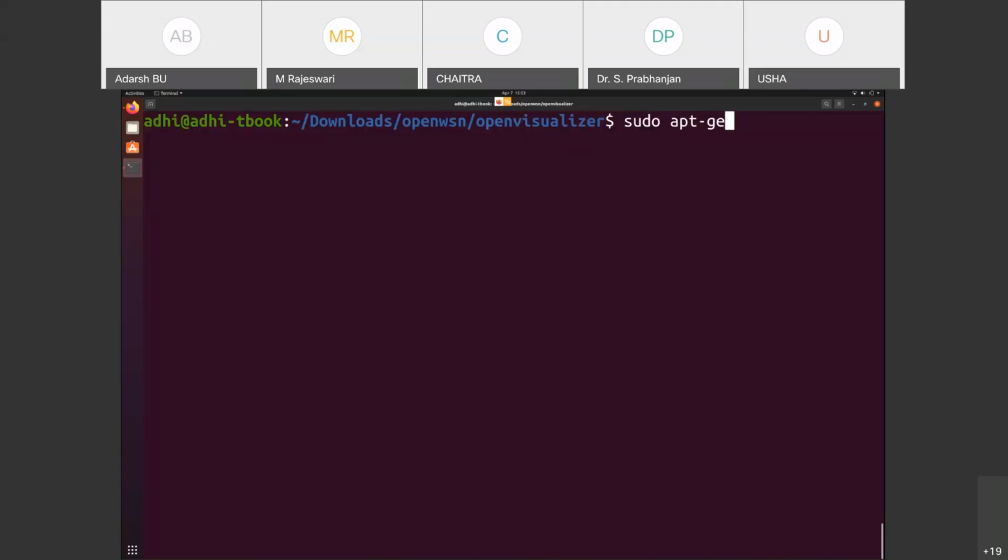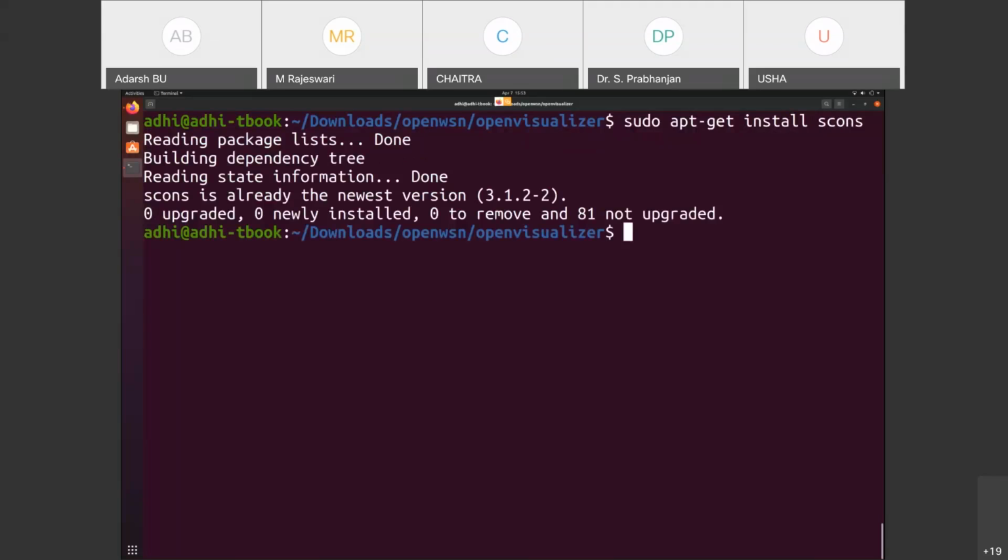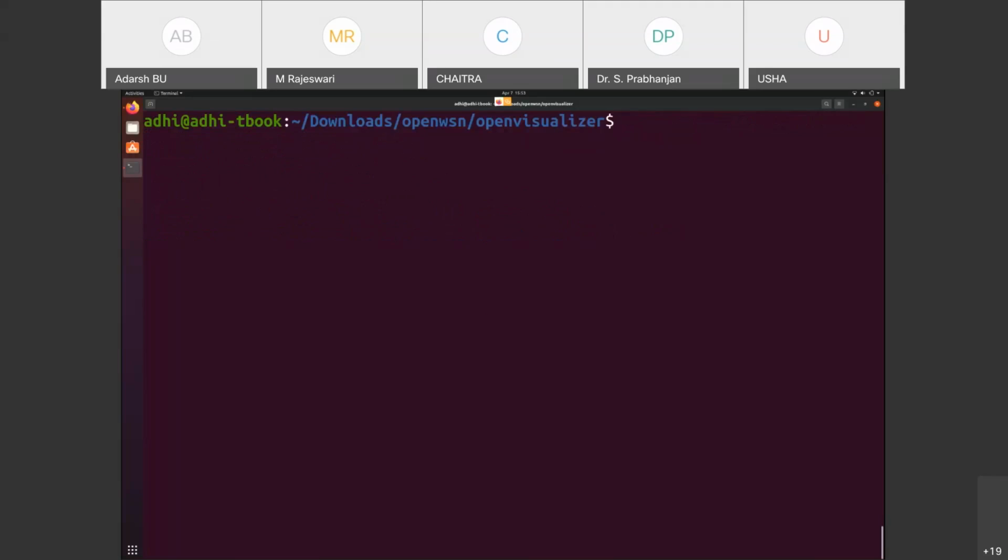I'm installing the required tools in my system as well. Okay, good, it is OpenWSN. So those are installed completely, everything.